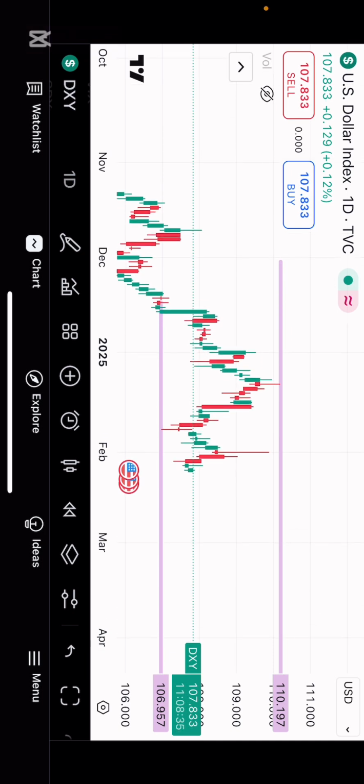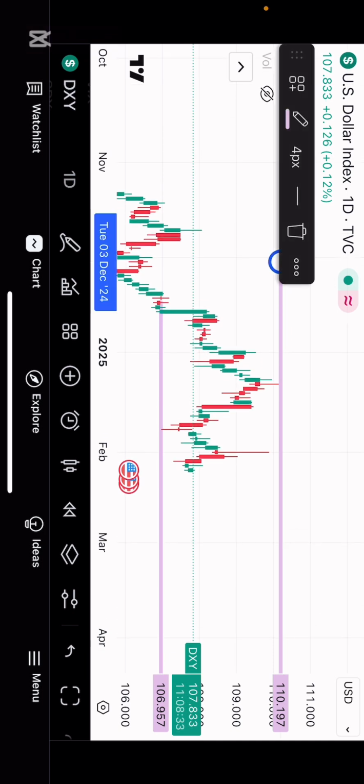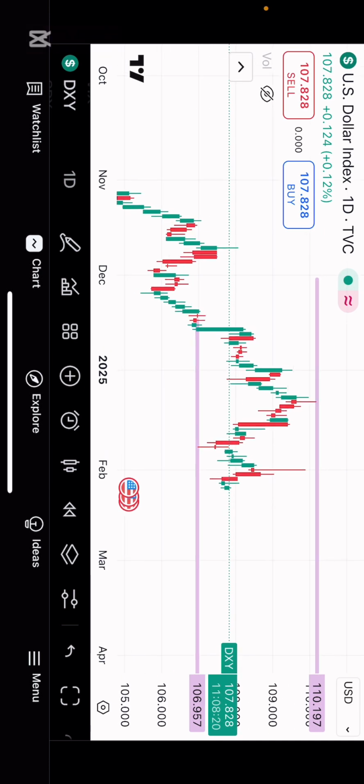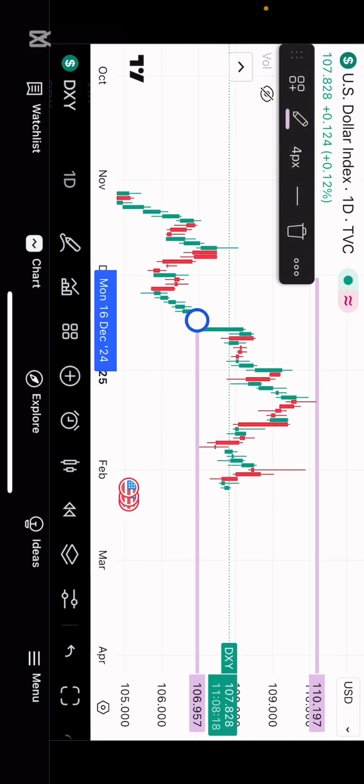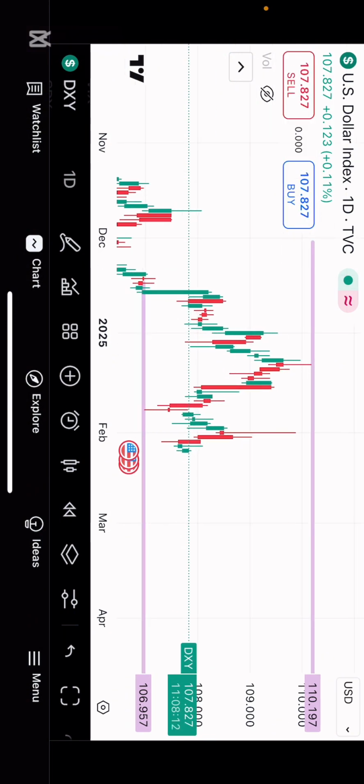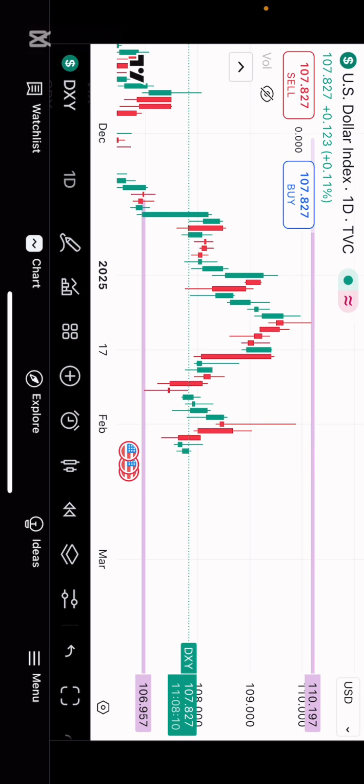Okay, so I already marked out my support level. This is a support. I already marked out my resistance level. There's my resistance level at the top, and this is my support level at the bottom. Sorry for any previous errors that I've made. So yeah, guys, what we then do is check where the market is at.